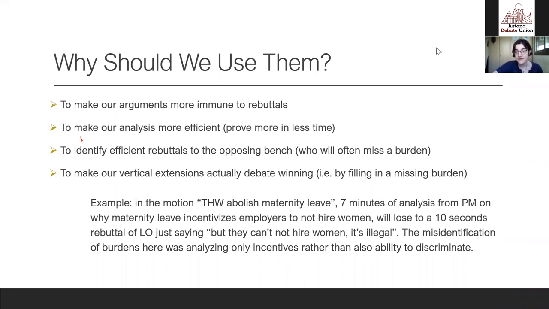Or in the example we just discussed, if I were CG, I would definitely extend on why employers are able to discriminate against women rather than just want to do that. Other questions so far?